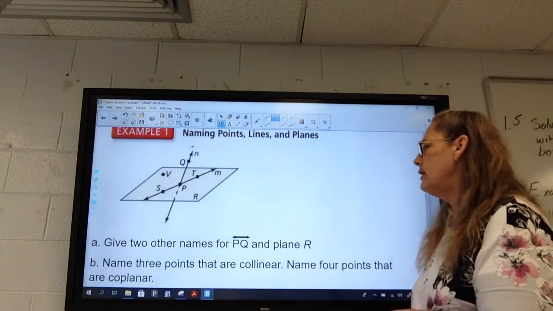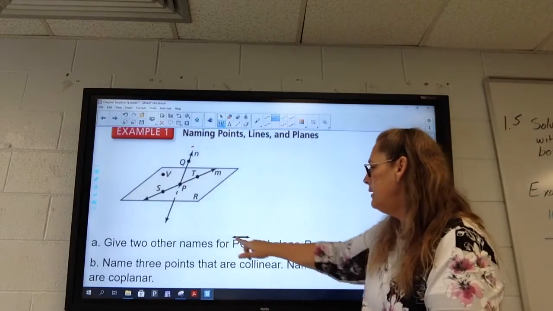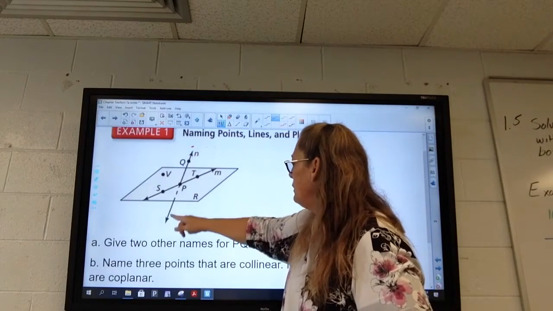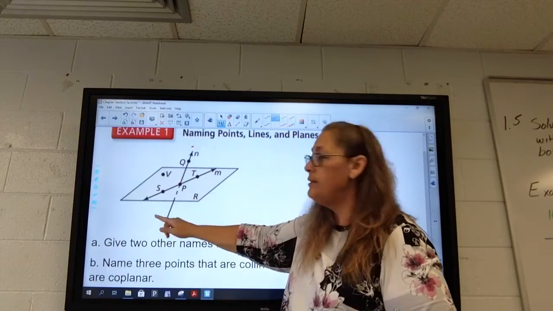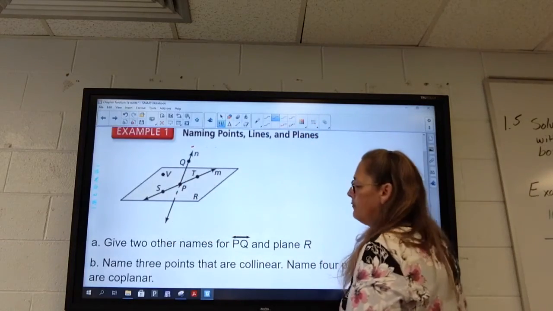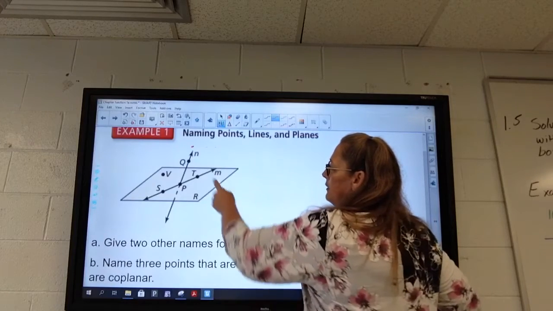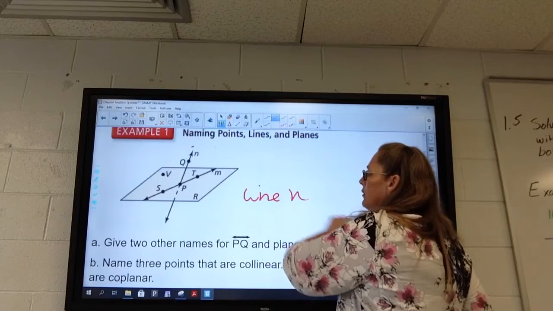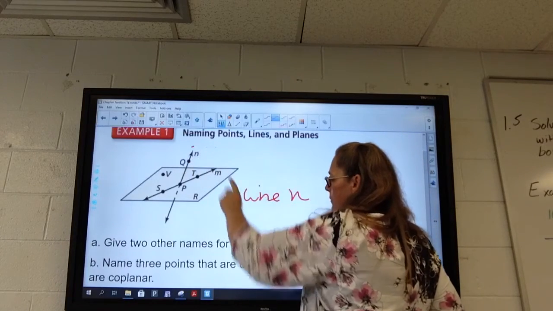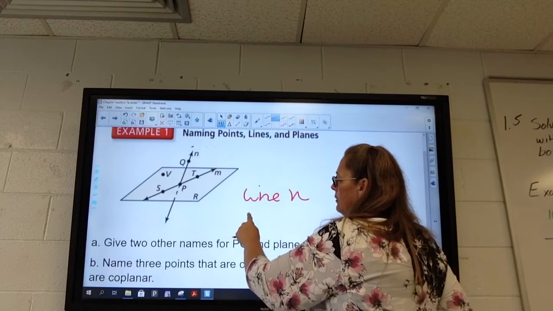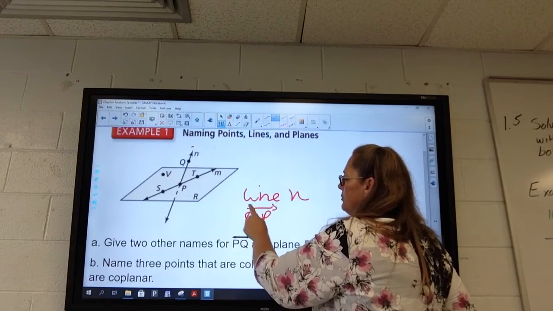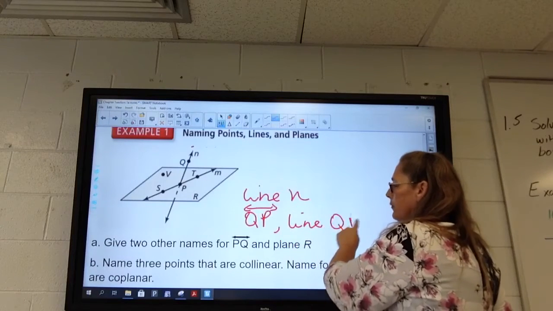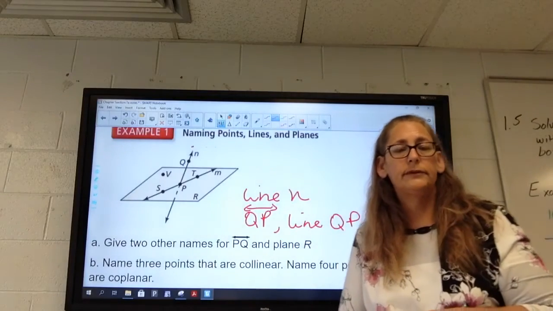So we want to give two other names for line. This is line PQ. So where's PQ at? PQ is this one here. This is the one that has the dotted behind it. From the previous slide, we can say line N. We can reverse the Q and the P, so we can say QP with the line with the two arrows, or we can say line QP. Both are acceptable, so it doesn't really matter.